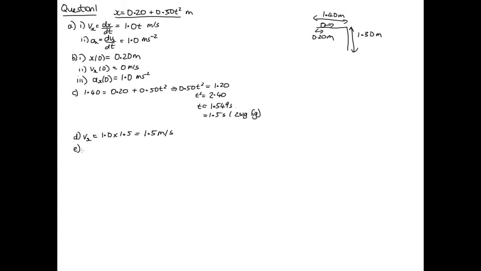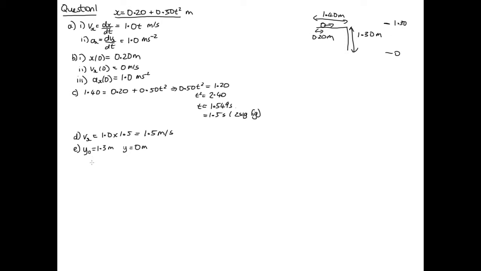E then says how long does it take the car to hit the ground? Okay, so now we need to consider what's happening vertically, because vertically it's going to fall down, and when it's travelled 1.30 meters, that's when it's going to hit the ground. So we can say y naught is equal to 1.3 meters, and it's going to hit the ground when y is equal to 0 meters. So we're defining the ground as 0 and the bench height as 1.30.